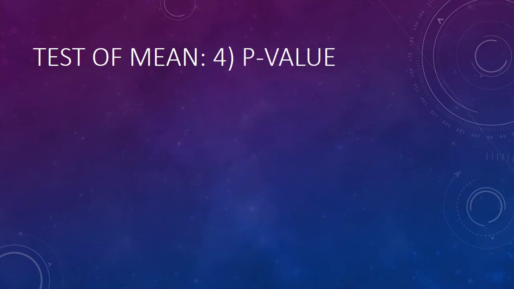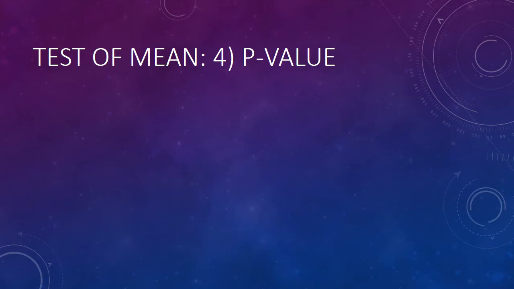Fourth, we want to find the p-value. The p-value is an indication of how unusual the results from this sample would be if men and women really did work 40 hours per week. The p-value is also the tail probability of the sampling distribution for the test statistic.